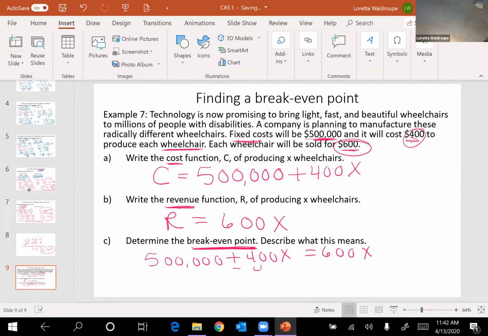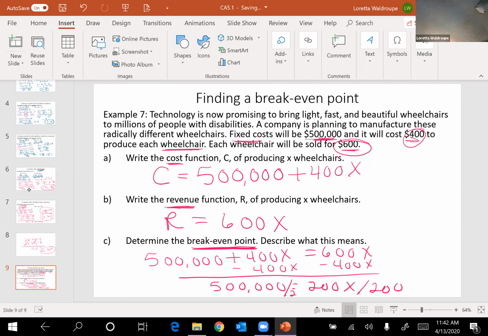So subtract 400x from both sides. Divide both sides by 200, and you get $2,500.